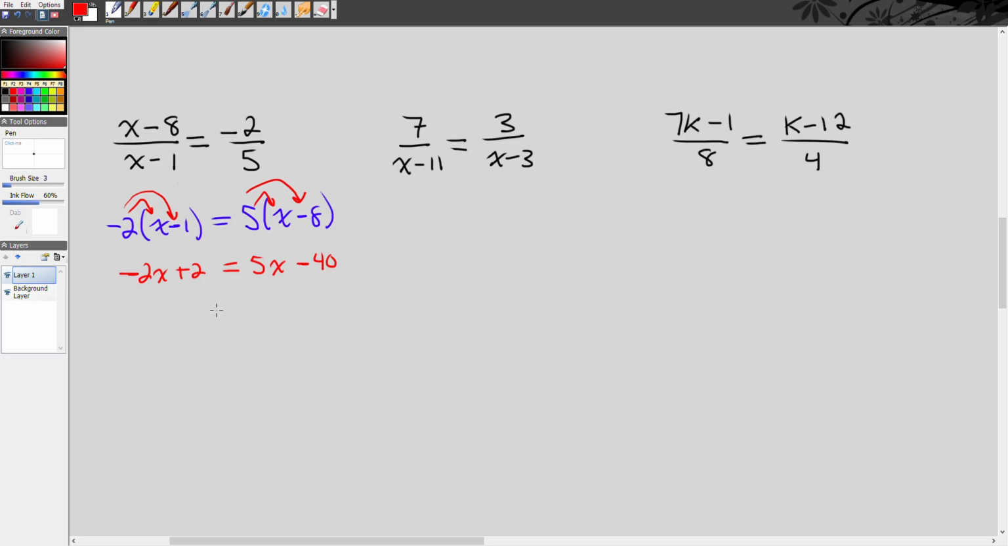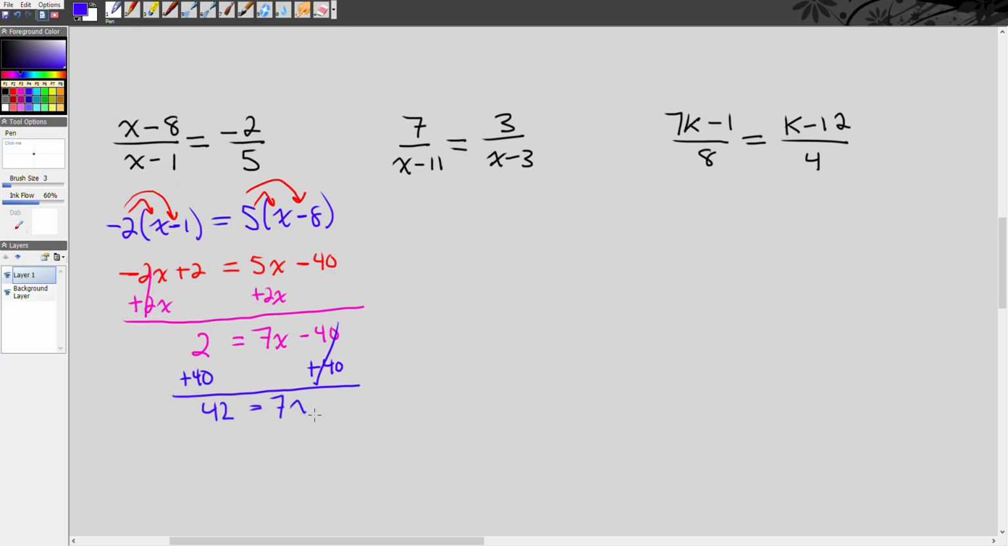So what do we have now? We have an equation with variables on both sides. I am going to get rid of this negative 2x. I'm going to add 2x to both sides. This leaves me with 2 equals 7x minus 40. So now I need to get rid of this negative 40. I'm going to add 40 to both sides. And I get 42 equals 7x. 7x equals 42. And finally, divide both sides by 7. And I get x equals 6.